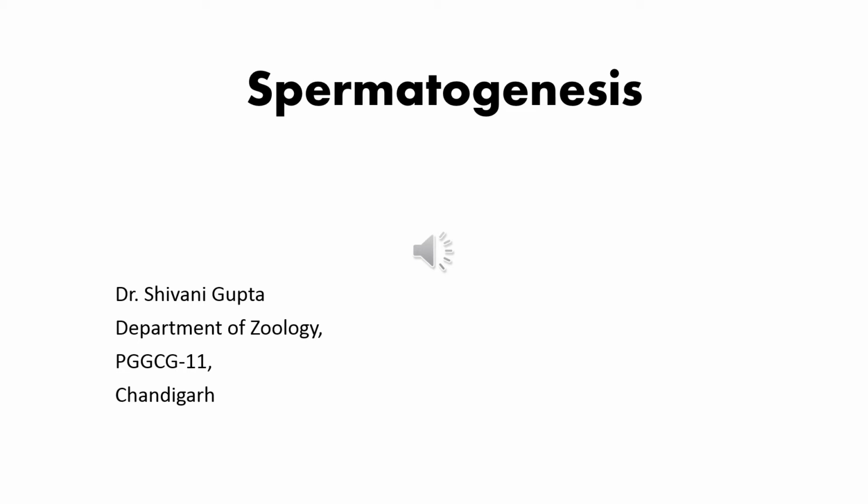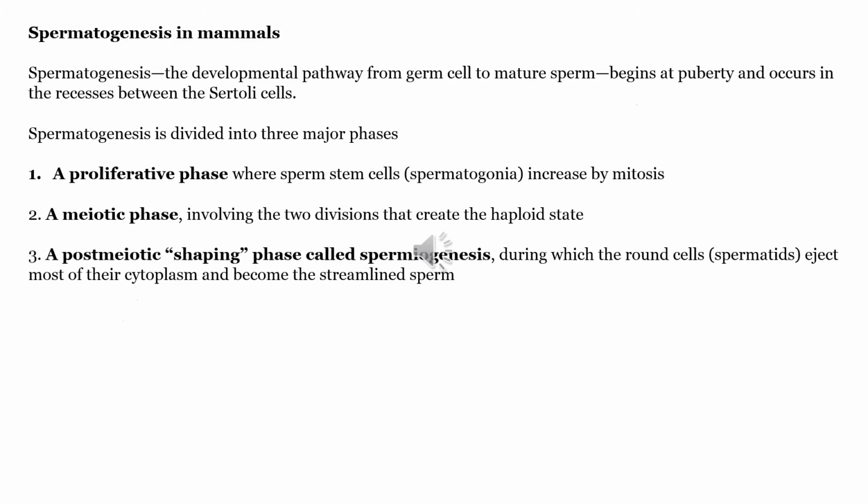Today we are going to study spermatogenesis in mammals. Spermatogenesis is the name given to the developmental pathway in which the germ cells develop to form a mature sperm, and it begins at puberty. And as you all know, it occurs in seminiferous tubules in between the Sertoli cells.